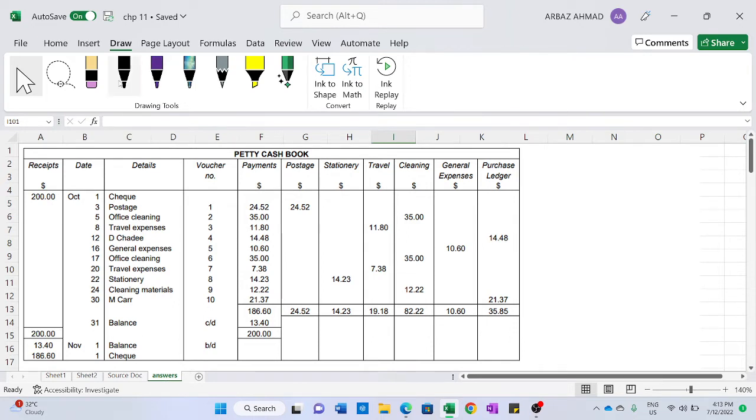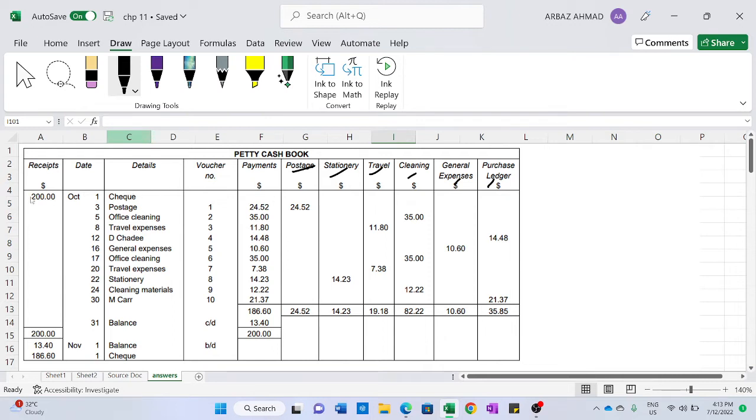If you see, this question is rather simple. They have already given you which accounts you are supposed to open. Currently I am on page 104. They have already mentioned you are supposed to open a postage account, stationery, travel, cleaning, general expense and purchase ledger in the question itself. So that shouldn't be a problem in terms of where you are going to classify each item.